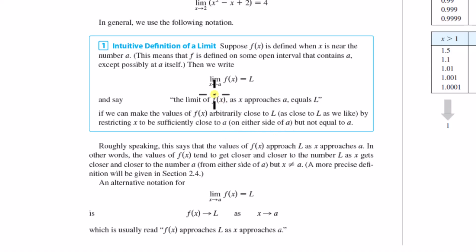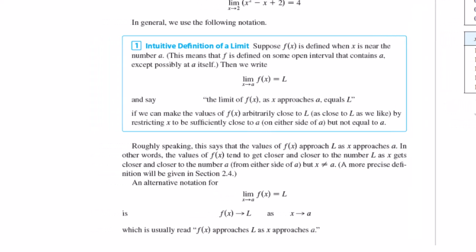So yeah, this is not a one-sided limit, so we're getting as close to the input as we like on either side of the input, but not equal to the input. And in the process, we can get as close to L as we like. However close to L we want to get, we can do that by just getting as close to x on either side of a as we need to get.